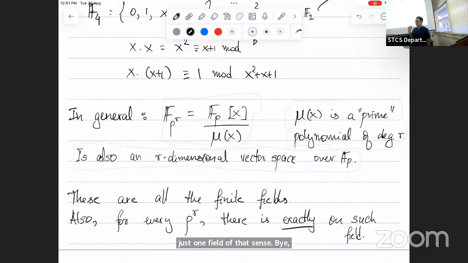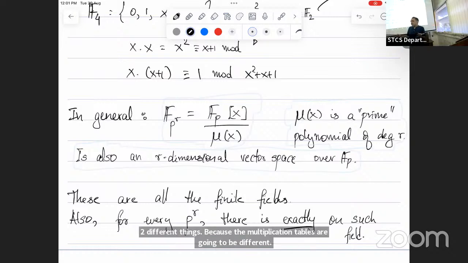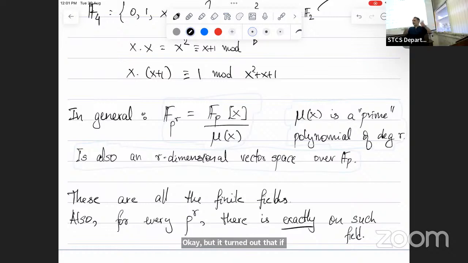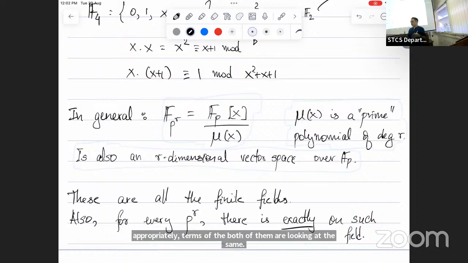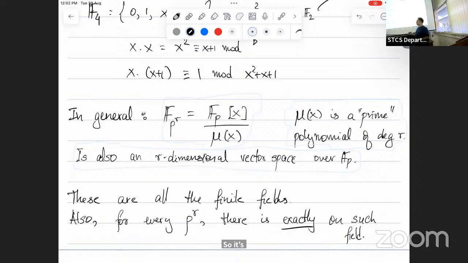By definition, it somehow doesn't feel so, because maybe you wanted to pick a field of size 8. So how do you build a field of size 8? You choose a degree 3 irreducible polynomial. Maybe you chose one degree 3 irreducible polynomial, and somebody else chose a different one. On the face of it, it feels like these will generate two different things, because their multiplication tables are going to be different. But it turns out that if you rename your elements appropriately, both of them are looking at the same thing. So it's a surprising fact, but we won't really need it.